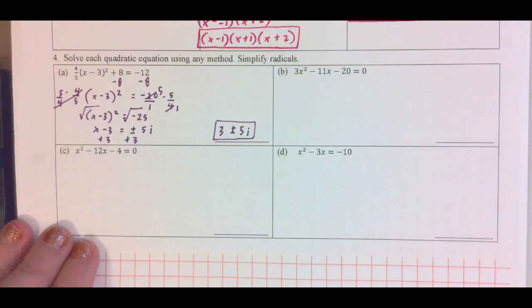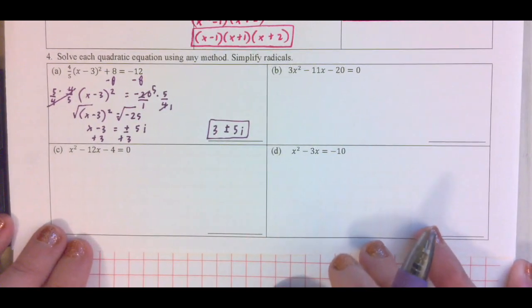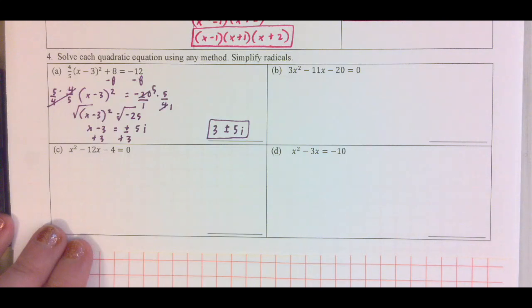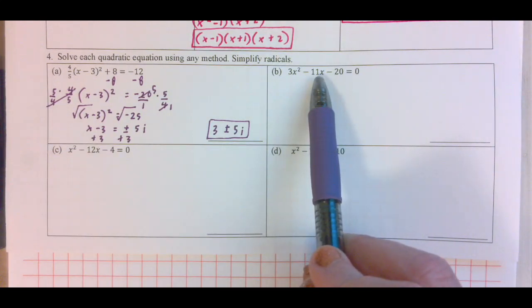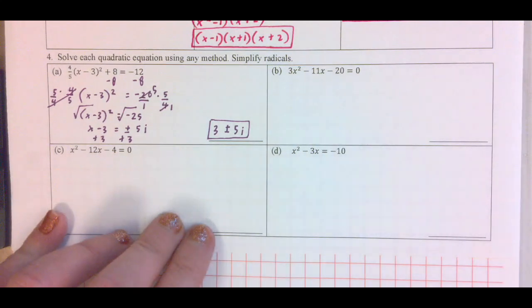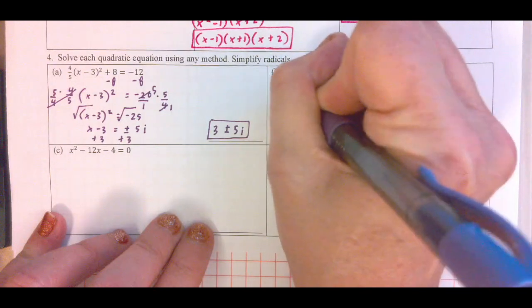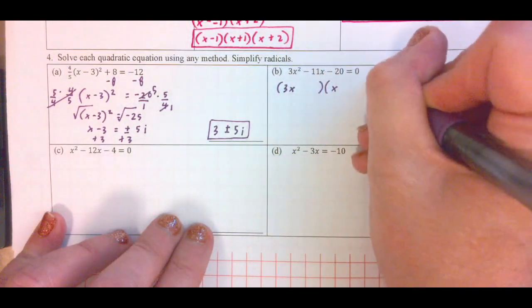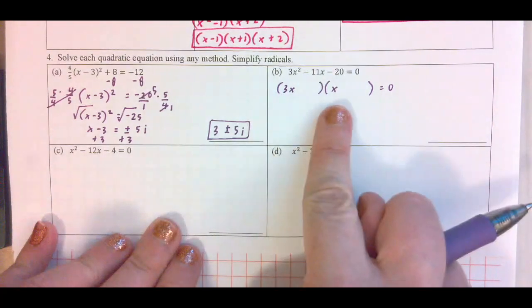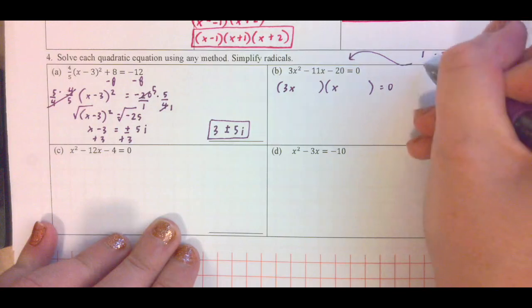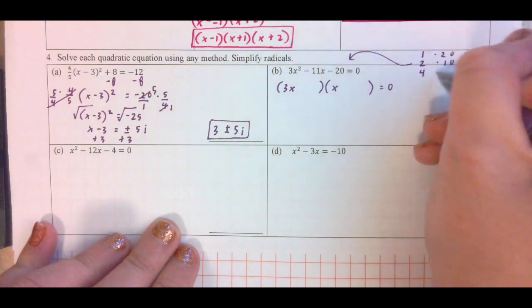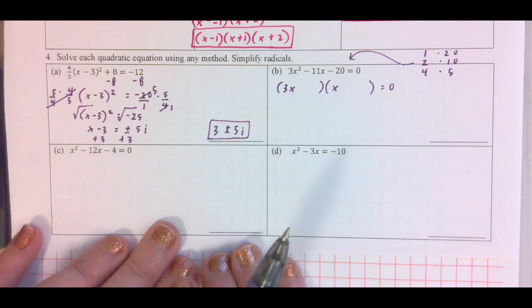Okay, next one. Here, looking at it, thinking, how do I solve for x? What are my methods? I can't solve by taking the square root here because I have a linear term. So my other options are to factor it, complete the square, or use quadratic formula. This one looks factorable to me. So when I think about what it has to be in the first two positions, a 3x and an x. Now that 20 has to be a 1 and 20, 2 and 10, or a 4 and 5. And one of them has to be negative.